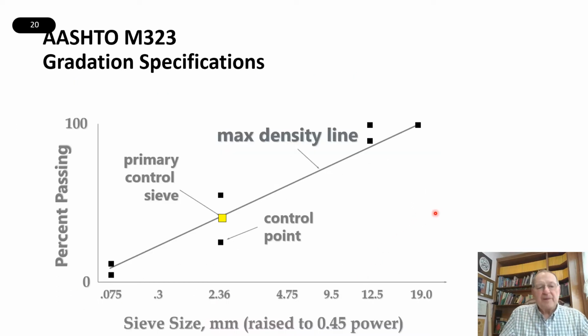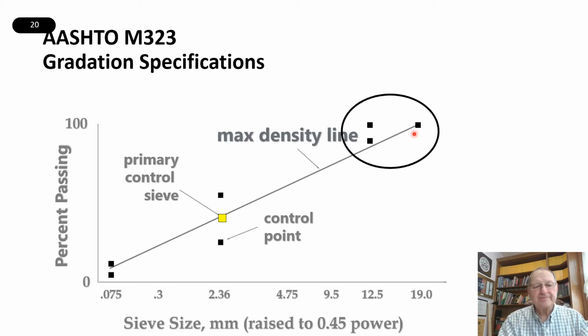So the AASHTO specifications are built around a 0.45 power chart. And although this maximum density line, which would be the gradation that will give you the tightest packing of the aggregates, is not part of the specification, it's kind of hidden in the background. So let's look at the different parts of this AASHTO gradation specification.